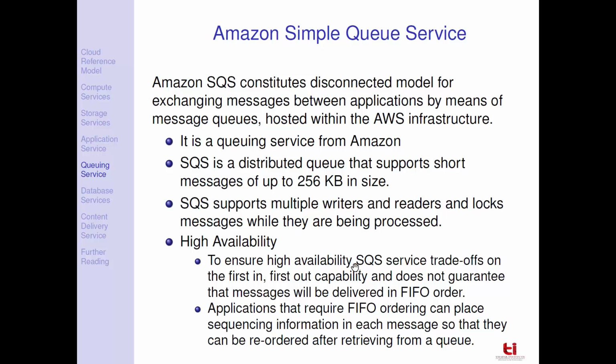To ensure high availability, SQS trades off on first-in-first-out capability and does not guarantee that messages will be delivered in FIFO order. So if an application has entered some messages into the queue, there is no guarantee that they will be delivered in FIFO order. And if the sequencing of the messages is necessary, then some kind of sequencing information must be appended along with the message, so that the messages can be reordered after retrieving from the queue.